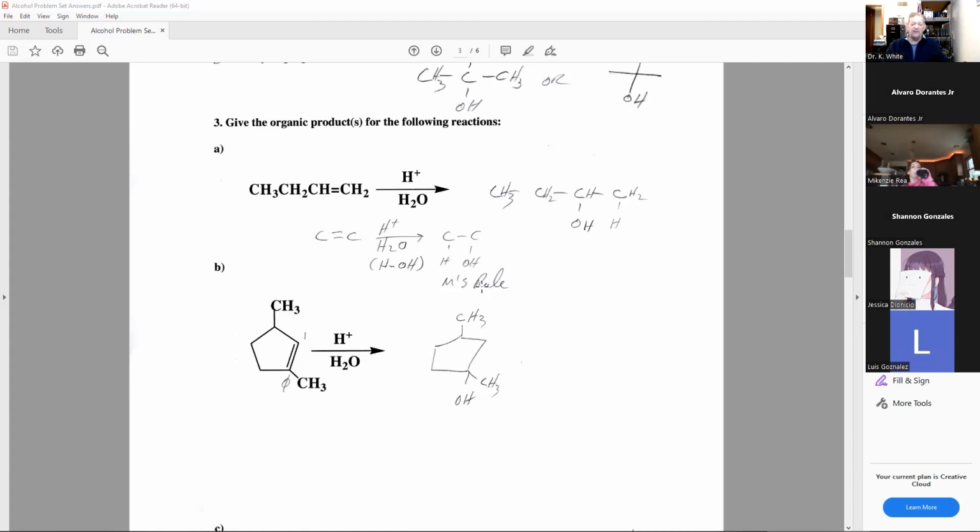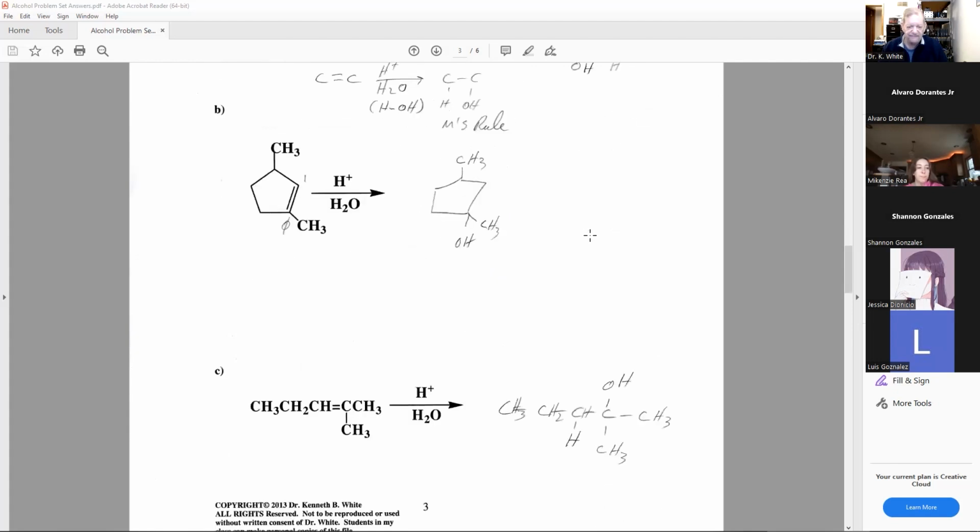Follows Markovnikov's rule. And that is the carbon with the most hydrogens. So the double bond carbon with more hydrogens gets the hydrogen, and the other carbon gets the hydroxyl. This has 2 hydrogens. 1 hydrogen goes here, hydroxyl there. Do you break carbon-carbon single bonds? No. Start with 4, end up with 4.